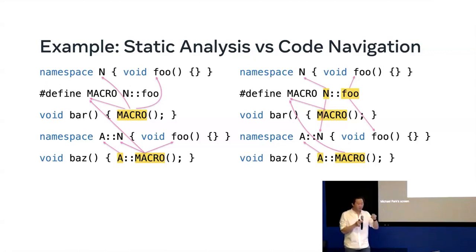But if I try to build a static analysis tool with the cross references on the right, and you tell me that bar calls both foos, right? Because if we assume bar invokes macro and macro invokes both n::foo and a::n::foo, then we're going to deduce that bar calls both of those foo functions, which is not true. And so precision matters for these kinds of analysis tools that linters are built on top of, right? But heuristics are fine and perhaps desired for code navigation. Okay.